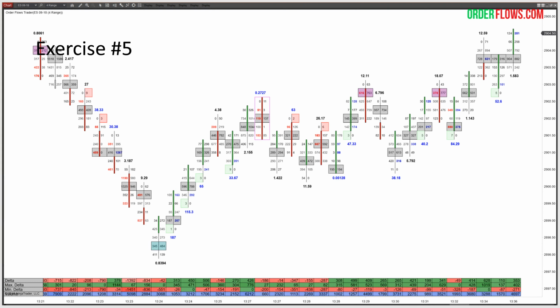All right, exercise number 5. Take a second to look at the chart and tell me what you're seeing. Okay, this one I think is pretty obvious. Hopefully by now you should see a few things. What do you have? Market's coming down. You got minus 1392, minus 834 right on this low here. You got minus 42, and then plus 313, plus 450, plus 506.